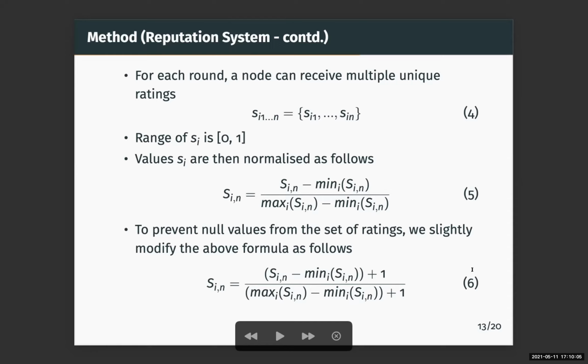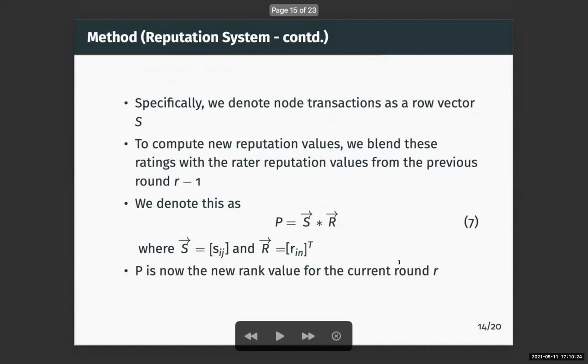So we just take a single value that was generated for a particular node. We subtract the minimum from the set for the round. We add 1 to it, and then we divide that by the maximum subtracted from the minimum, and then we add 1 again. Specifically, we denote these node transactions as a row vector S.